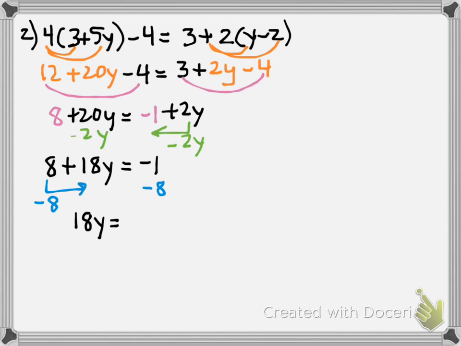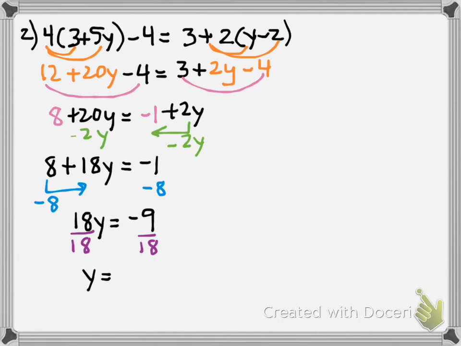Signs are the same, so I add, and I get a negative 9. Last step, divide by 18. Now notice what happens. What kind of answer am I going to get on this problem? I'm going to get a fraction. Kids will tell me the answer is negative 2.